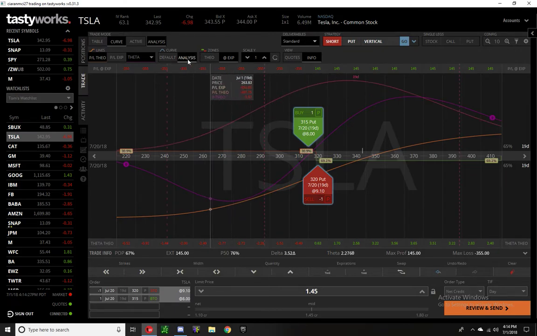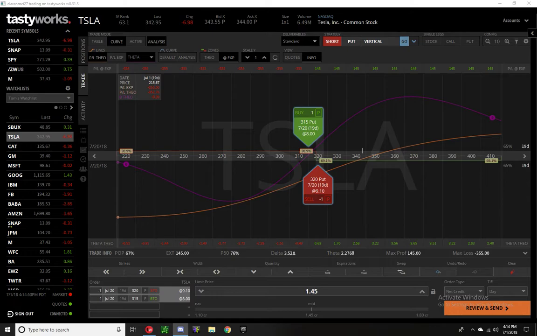It doesn't really make a difference. You can already see the profit and loss. As you can see, I sold the 320 put, which means I want Tesla to stay above 320. As you can tell in the analysis, as long as it's at 320, 330, 340 and on, it'll be making money at expiration. But if it goes below the 315, that's when I start to lose money.